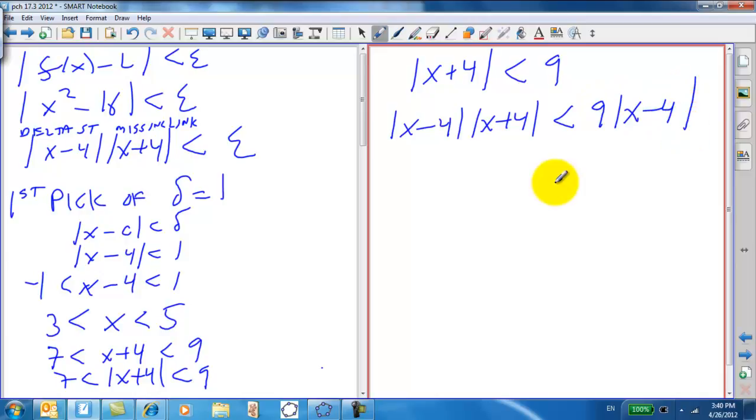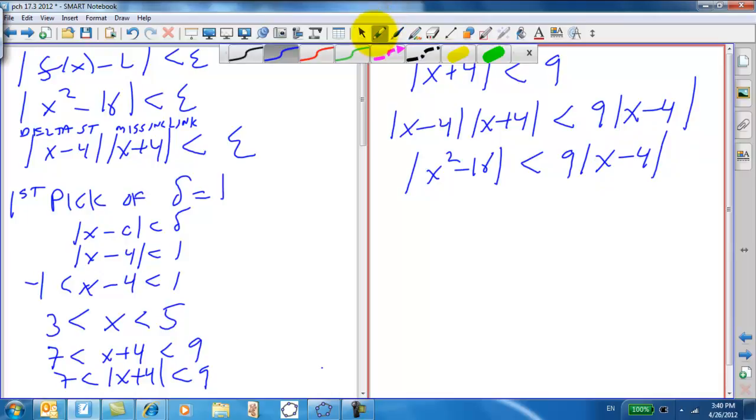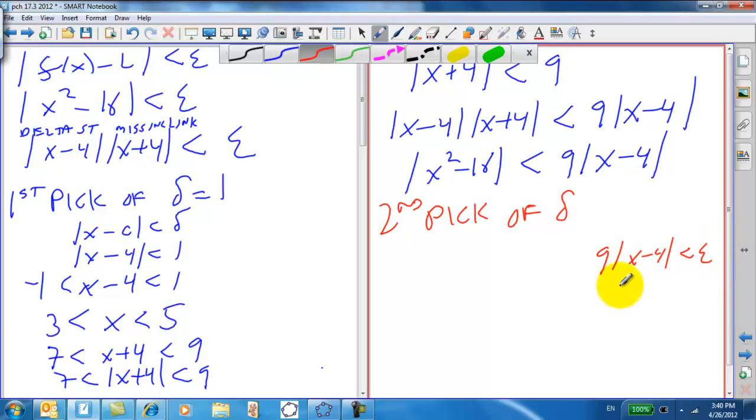Multiply both sides by the absolute value of x minus 4. So now I get the absolute value of x squared minus 16 is less than 9 times the absolute value of x minus 4. Now I'm going to do a second pick of delta, and it's going to be based on getting 9 times the absolute value of x minus 4 less than epsilon. So the absolute value of x minus 4 is less than epsilon over 9. So I'm going to pick delta to equal epsilon over 9.